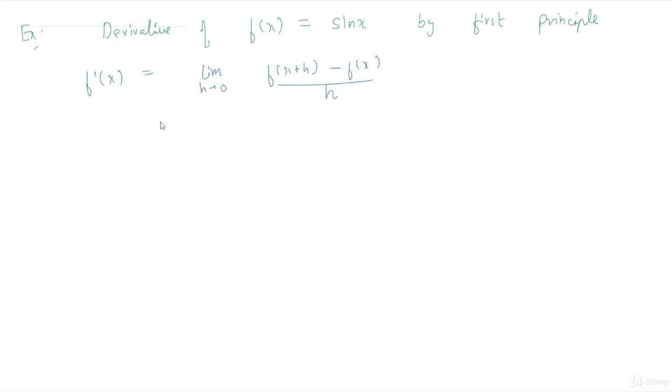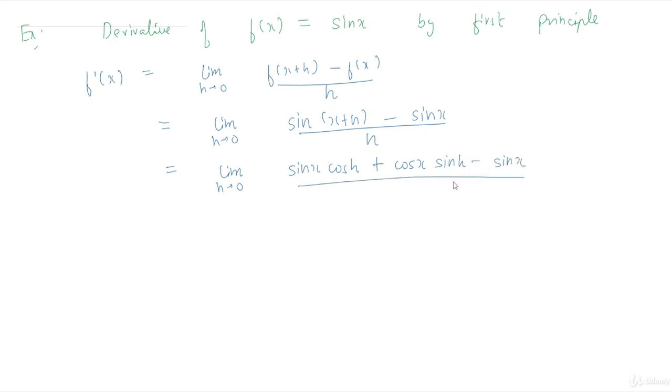So now what is f of x plus h? We will substitute x plus h in this function, so that will be sine of x plus h minus sine of x over h. So now we have one identity, that is sine of a plus b is equal to sine a cos b plus cos a sine b. So let's expand this sine of x plus h. So that will be sine x cos h plus cos x sine h minus sine x over h.